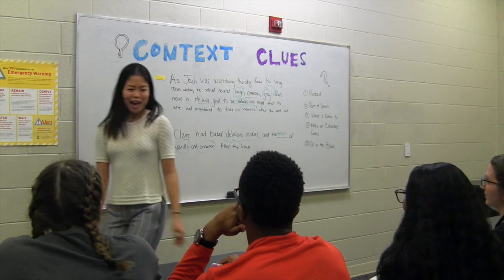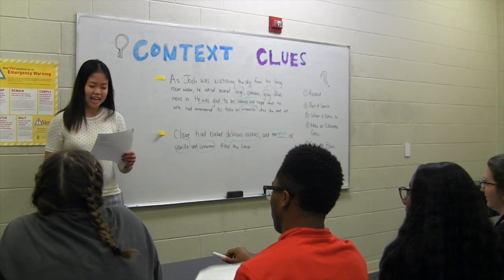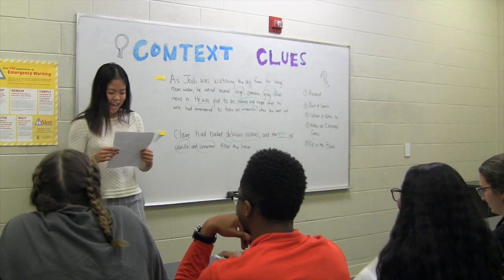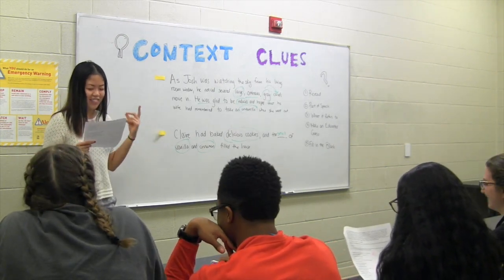Great. So now that you know how to use context clues, I'd like to end class with this song so you remember forever. You know the tune already. Sing along with me. 5, 6, 5, 6, 7, 8.